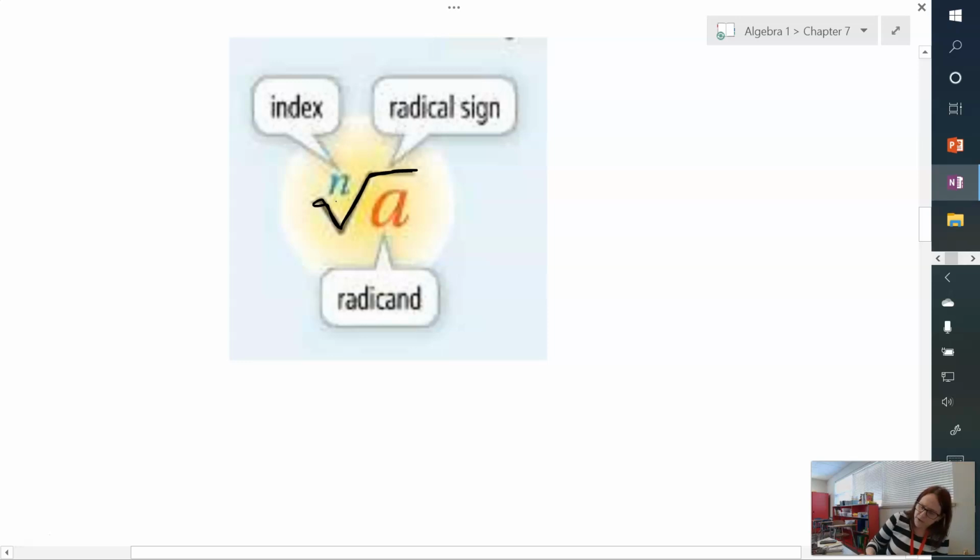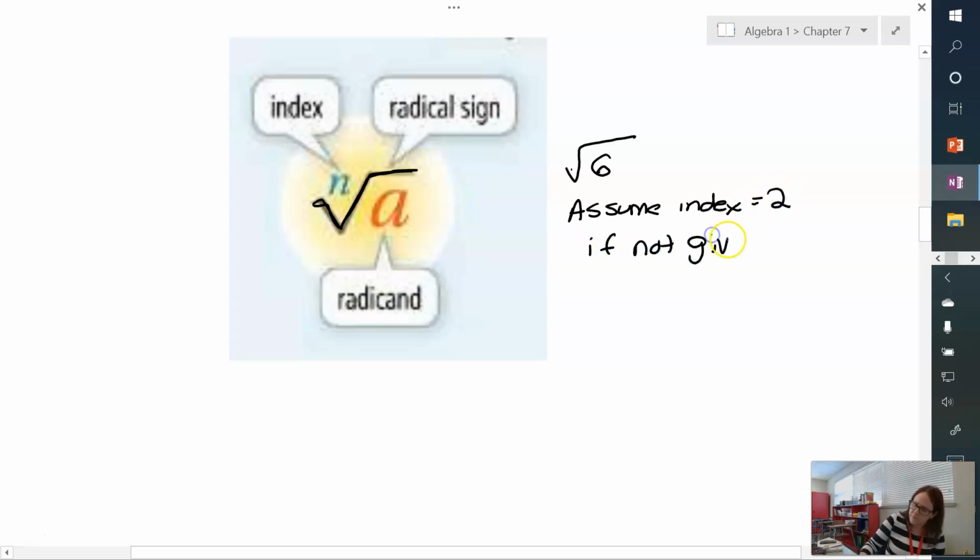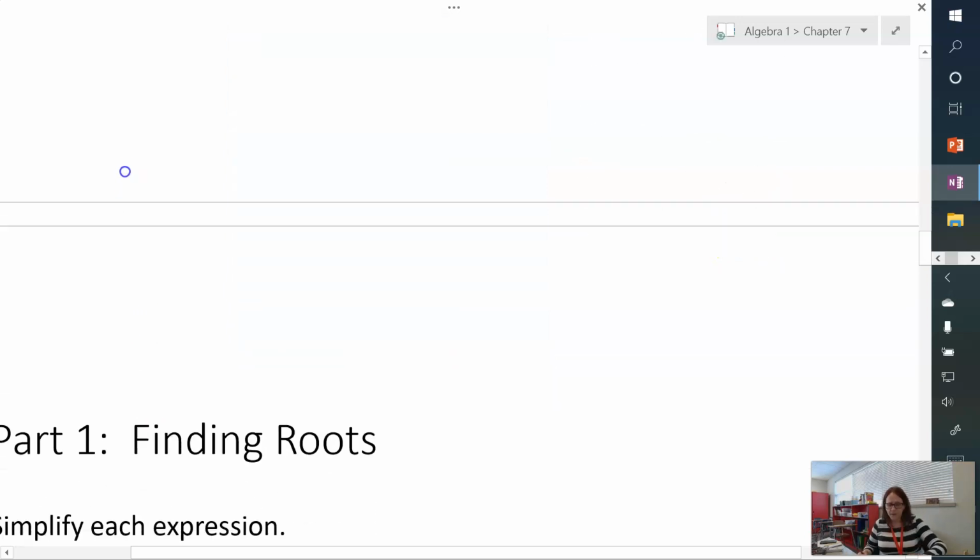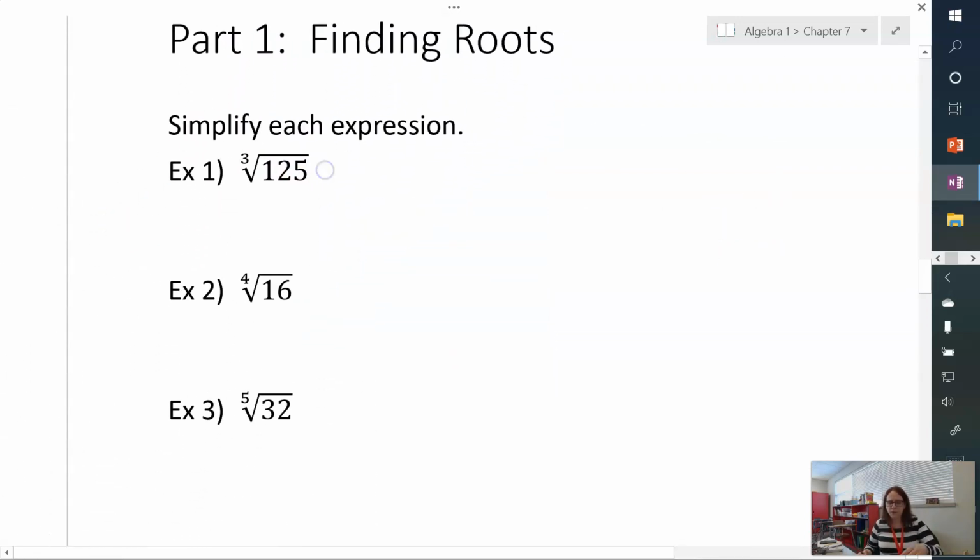And if your index is not given, for example, if I write square root of 6, notice that I didn't put a number in for the index. So if that is not given, we're going to assume that it's 2. So assume the index is 2 if it is not given. All right, so we're going to find some roots. When we evaluate an expression with a radical in it, we call that finding roots.